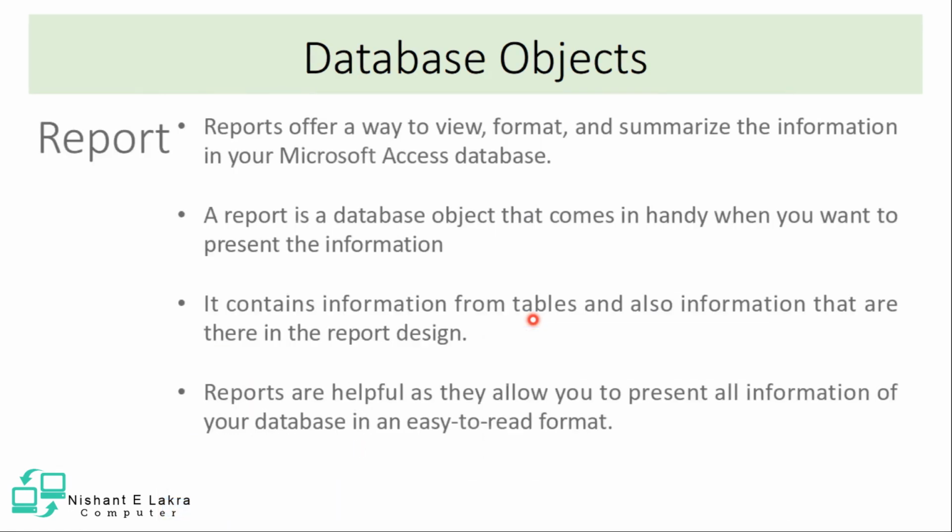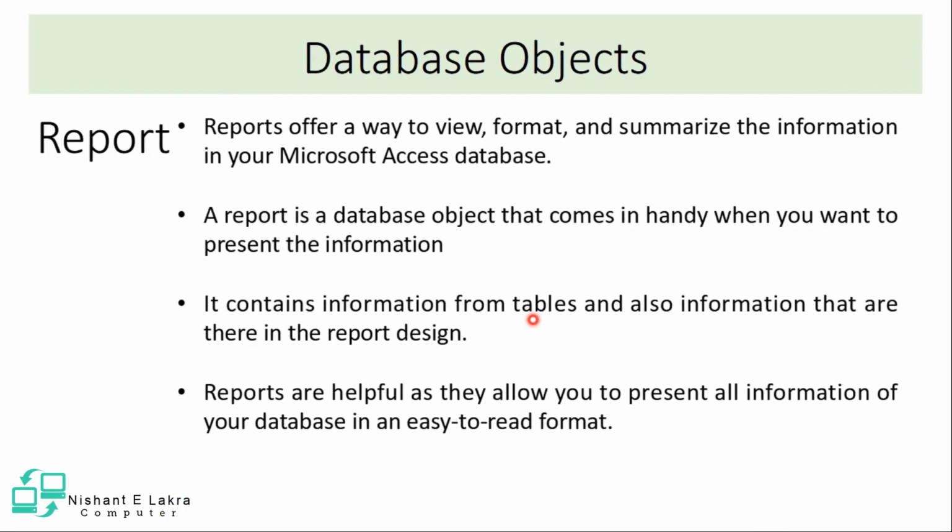Now let us understand the fourth and the last database object, that is report. Reports are a way to view, to format, and to summarize the information in a Microsoft Access database. In simple words, a report is like your report card, your result. What information does your report card let you know? The report card lets you know how you have performed in the exam. So that is what a report is as a database object.